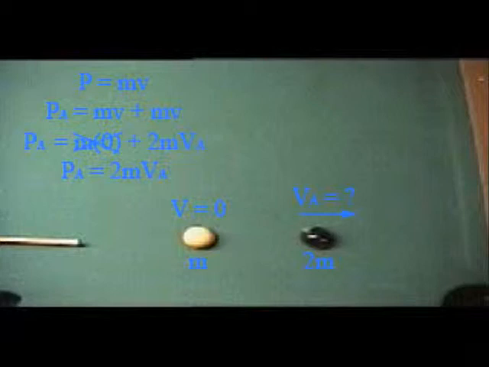Now to solve for the total momentum after the collision, we again take the sum of the momentum of both balls. The mass of the white ball is m and its velocity is 0. The mass of the black ball is 2m and its velocity we will label va. Since the white ball has no velocity, again we see that it has no momentum, making the total momentum after the collision equal to 2mva.